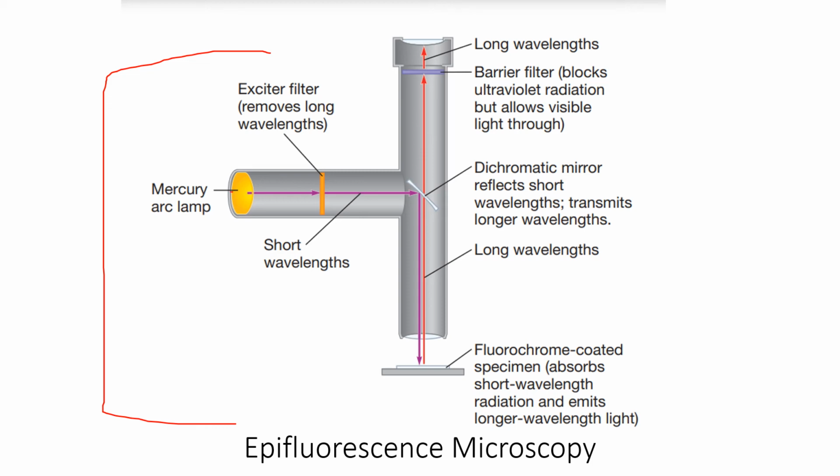The mercury lamp produces all the light rays. The excitation filter ensures that only short wavelength light rays hit our dichromatic mirror and then hit our fluorochrome stained specimen. Those fluorochrome stained specimens emit long wavelength light, which then passes through the dichromatic mirror. All the unwanted excitation light is removed by the barrier filter, and these long wavelengths hit our ocular lenses.